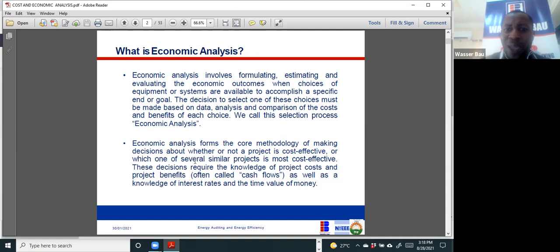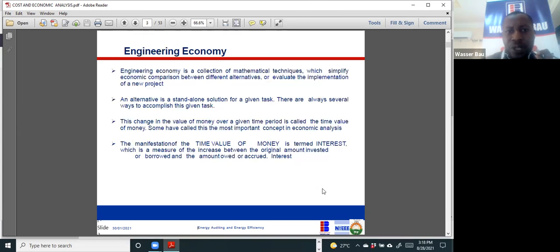This decision requires the knowledge of project costs and project benefits, often called cash flows, as well as a knowledge of interest rates and the time value of money. Take note of that word, the time value of money, because that will be the crux of the training today. Engineering economy is a collection of mathematical techniques which simplifies economic comparison between different alternatives or evaluates the implementation of a new project.